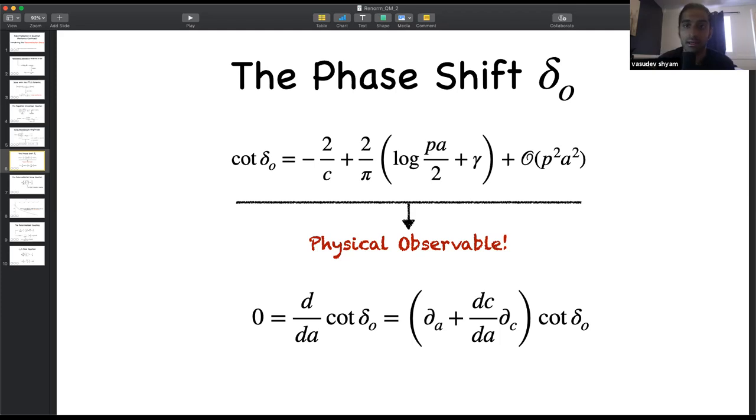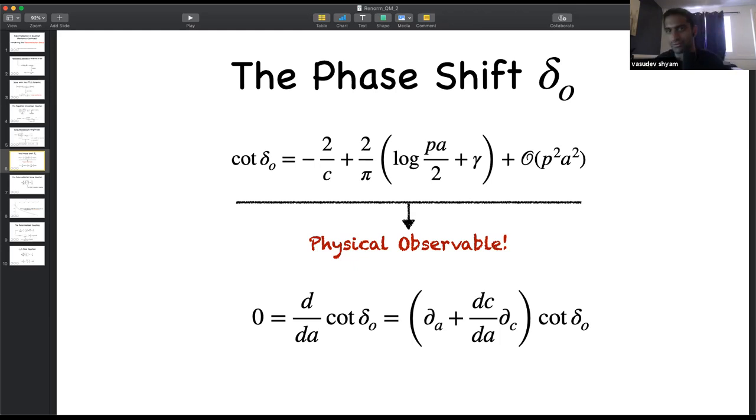So what's my observable going to be? Say I pick the two-point function. And then I declare the two-point function has to be independent of the cutoff scale. That will give me an RG flow equation. It's in terms of bare couplings, but fine. Or you could do it in terms of the renormalized coupling.